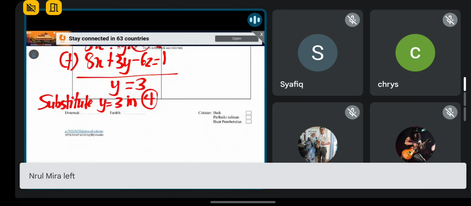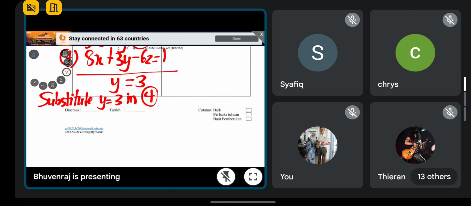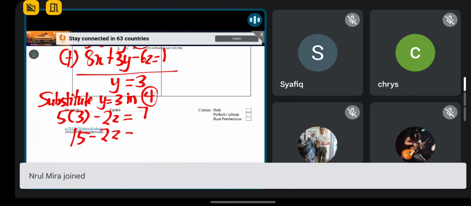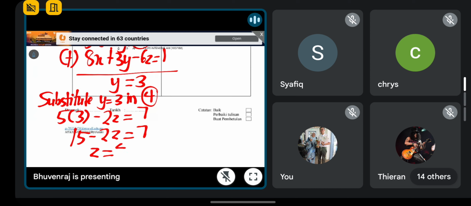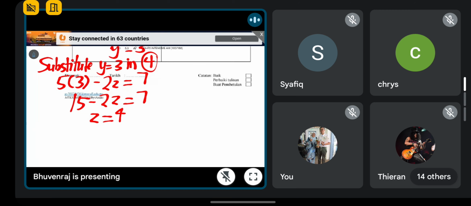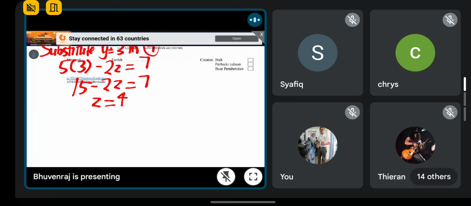So then you write out, kamu tulis lagi. So you will get 5 times 3 minus 2z equal to 7. So 15 minus 2z equals to 7. So kamu akan dapat jawapan akhir kalau selesaikan, z sama dengan 4. You will get z is 4. Okay. This one basic linear equation lah guys. Persamaan linear yang basic saja untuk selesaikan.